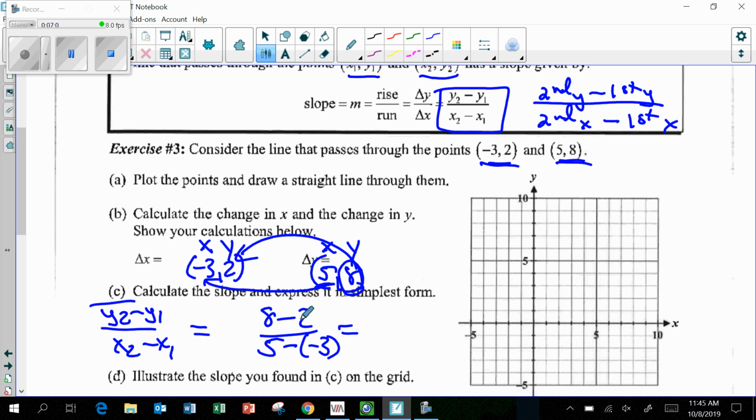All right, so across the top, you got 8 minus 2, which is 6. Across the bottom, 5 minus -3. Remember, that's the same as adding 3. So this would be 8. And we can reduce this as 6 over 8. Divide the 2 out of each one, we get 3 over 4. And you can confirm that by graphing the line there as well.